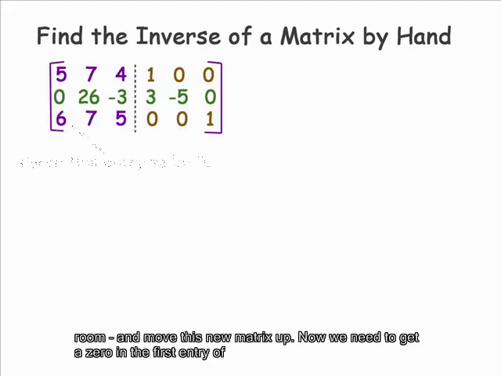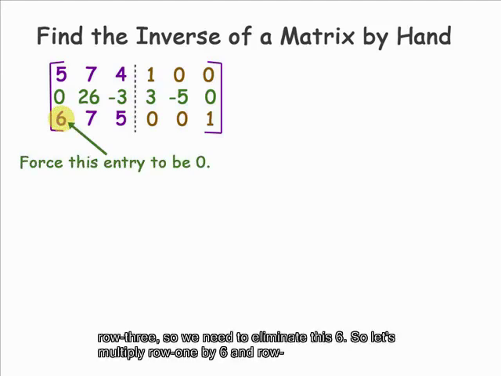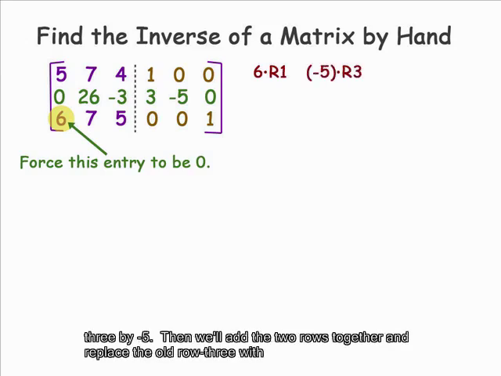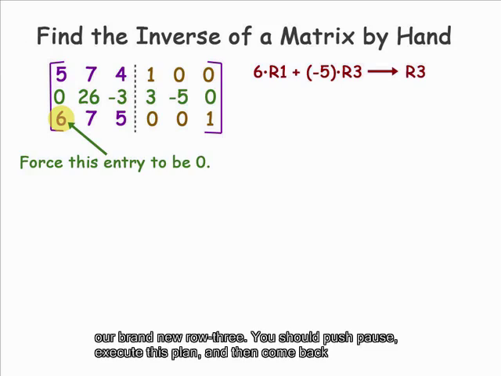Now we need to get a 0 in the first entry of row 3. So we need to eliminate this 6. So let's multiply row 1 by 6 and row 3 by -5. Then we'll add the two rows together and replace the old row 3 with our brand new row 3.